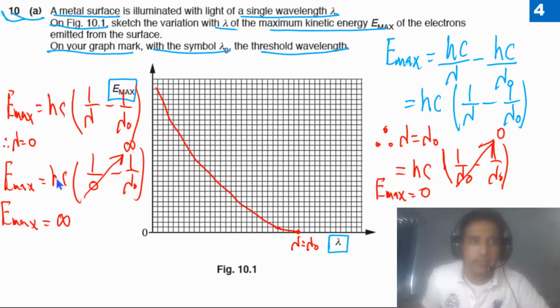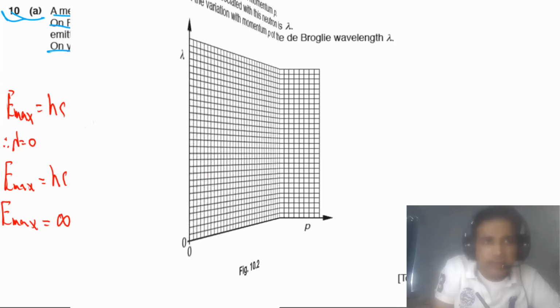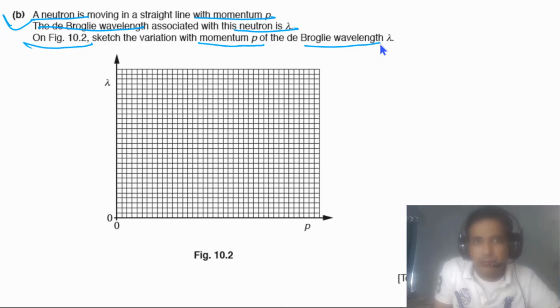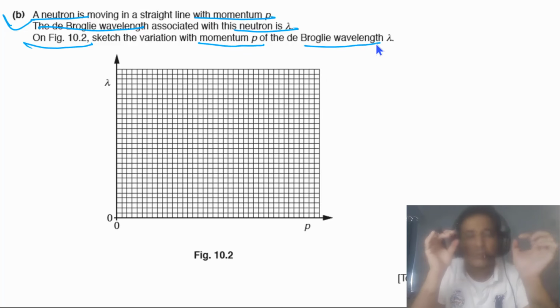So when lambda is decreasing, E max is increasing. Part B says a neutron is moving in a straight line with momentum p. The de Broglie wavelength associated with this neutron is lambda. On figure 10.2, sketch the variation with momentum p of the de Broglie wavelength. Show how the de Broglie wavelength is changing with momentum.